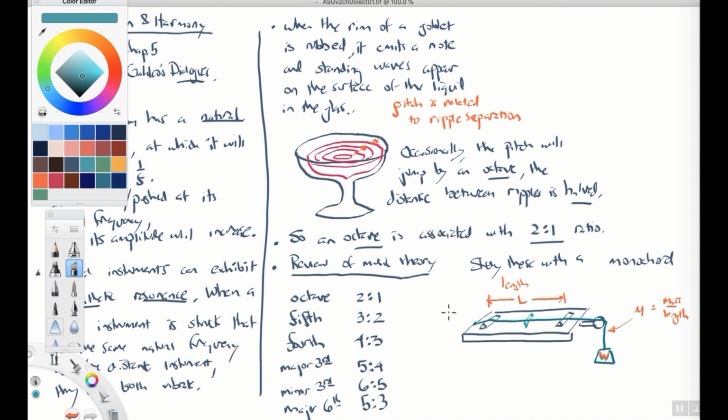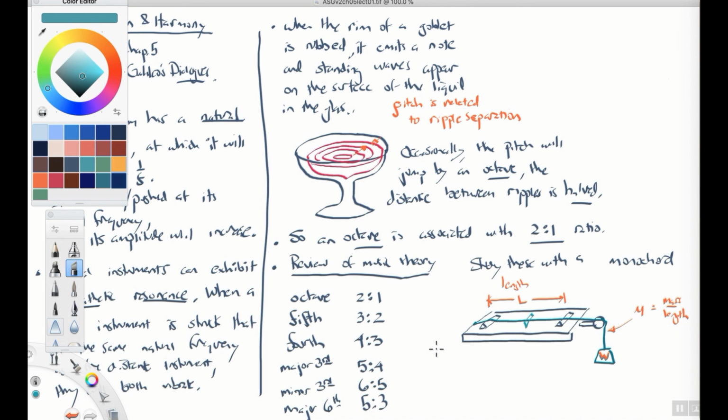You could, if the ratio of the lengths is 3 to 2, and you strike these, you have to think about where to put the bridge to do that. So maybe you put it a third of the way down, so you have a length of 2, and then take it off and it's got a length of 3. Then those two notes will be separated by a fifth. Likewise, you could have two notes separated by a fourth, a major third, and so on by adjusting the length of this monochord. This is one of the ways that these relationships between notes can be ascertained.